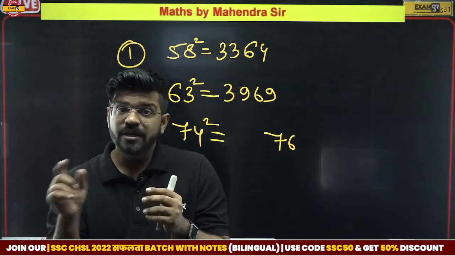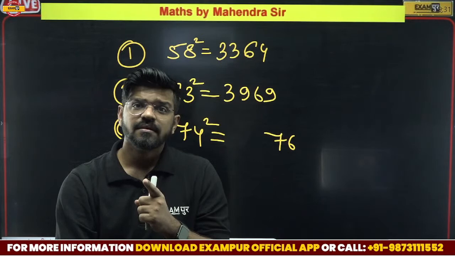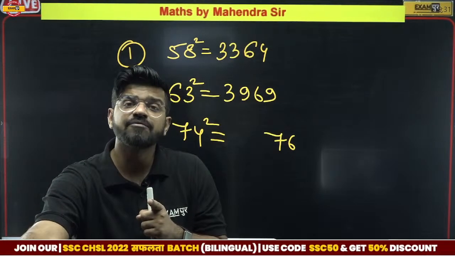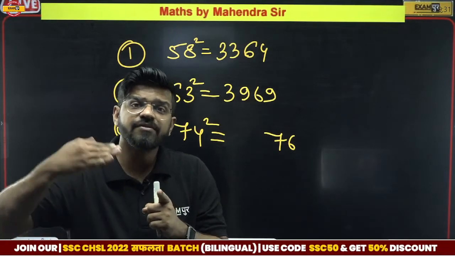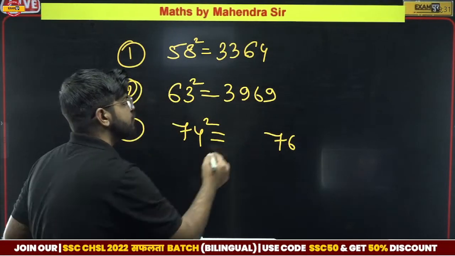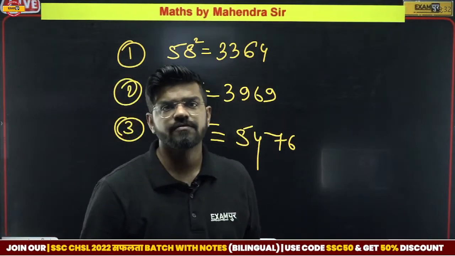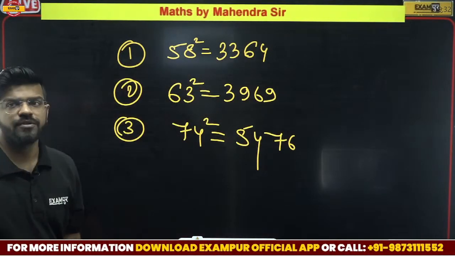Okay. Now it is 24 more than 50. So we have to add 24 to the 25. That will be 49. 49 and 5 carry will be 54. So 54, 76 is my square of 74. Did you get that?